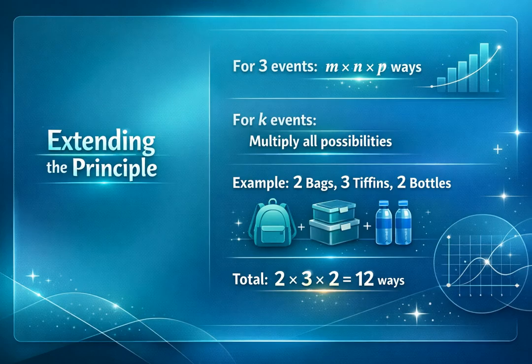We can extend this principle to more events. For 3 events occurring in m, n and p ways respectively, the total is m times n times p. For example, choosing from 2 school bags, 3 tiffin boxes, and 2 water bottles gives 2 times 3 times 2 equals 12 different combinations. For k events, simply multiply all the possibilities together.